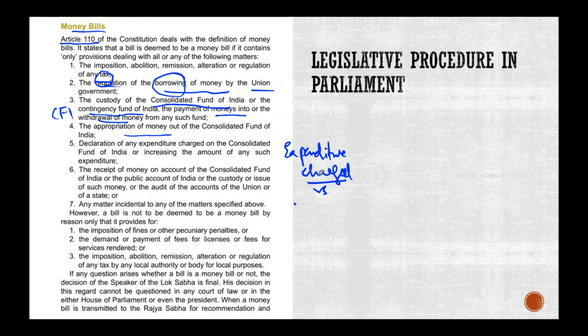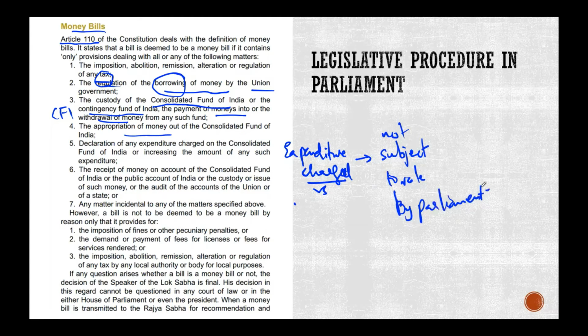Basically, expenditure charged, and you will see which ones come under this in this particular chapter, means that it is not subject to vote by Parliament or your assembly, whatever it is. So this is called charged on the Consolidated Fund of the state, or charged on the Consolidated Fund of the country. And why do you have this?